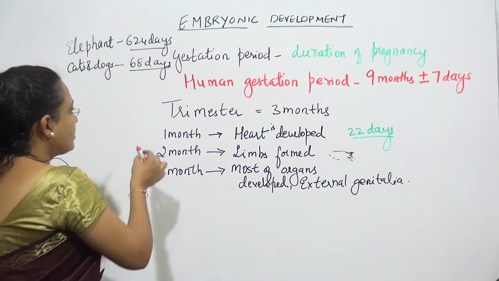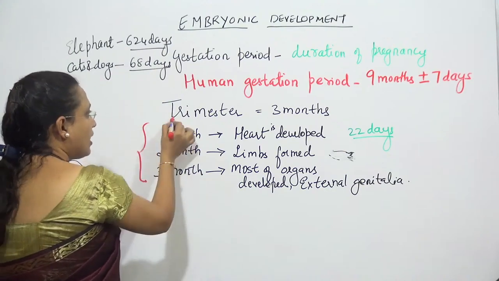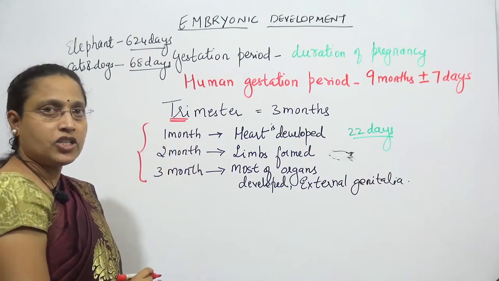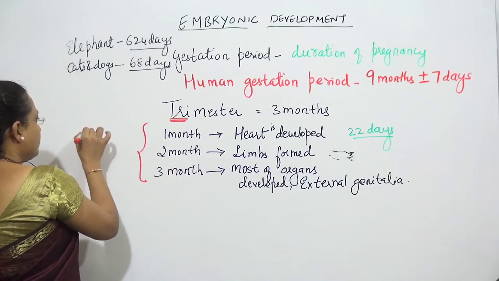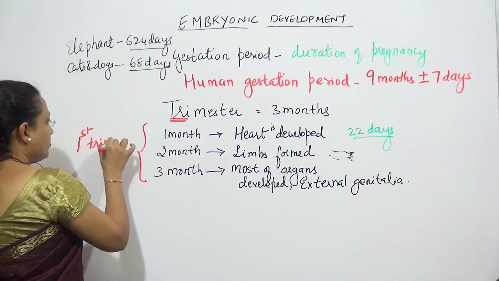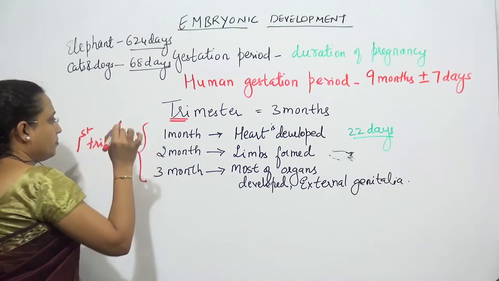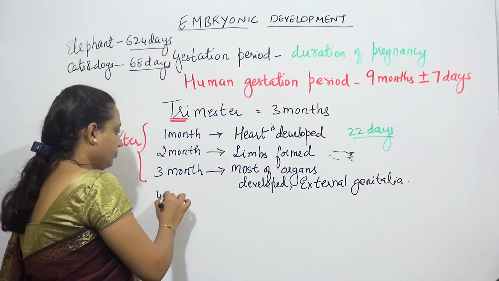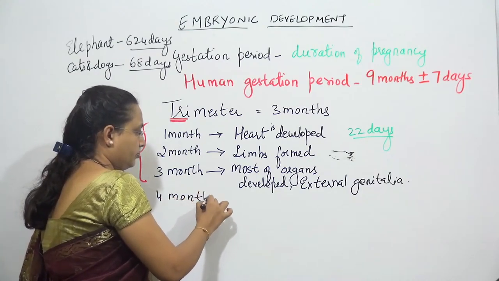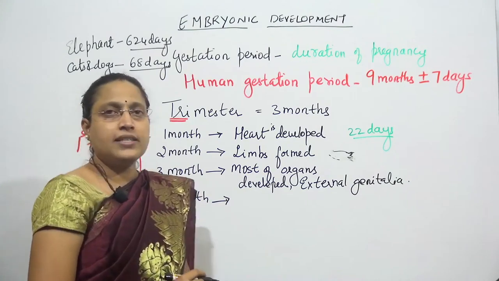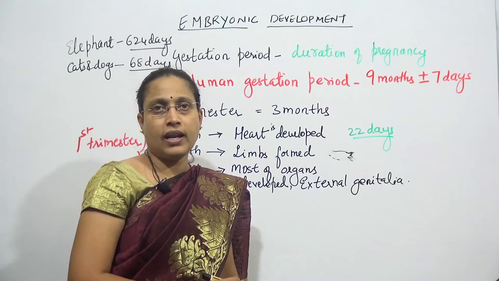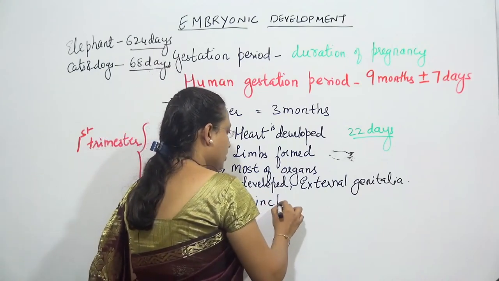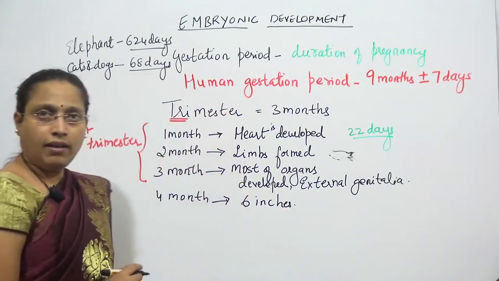So now, first 3 months is called as what? Trimester. Since it is the first 3 months, it is called first trimester. Then coming to 4th month. No significant changes will occur in the 4th month. But however, the embryo will have reached up to 6 inches in length.